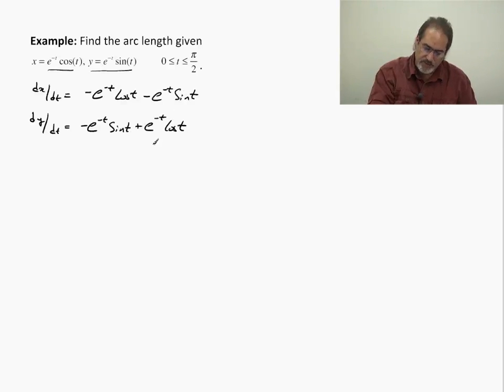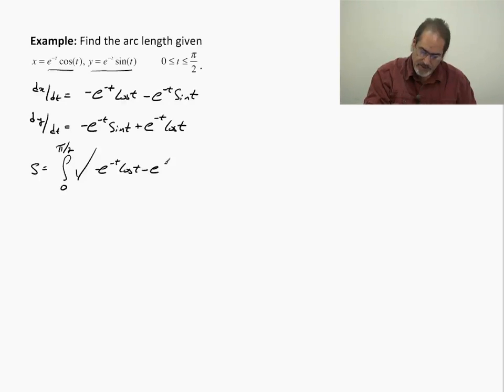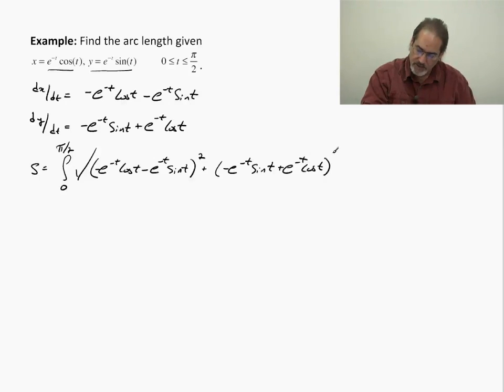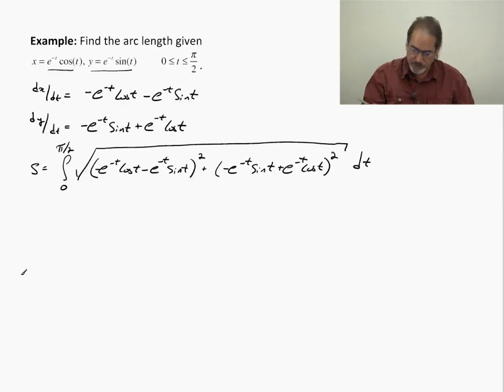So this arc length from 0 to pi over 2 of this particular function, s, is going to be equal to the integral from 0 to pi over 2 of the square root of (negative e to the negative t cosine of t minus e to the negative t sine t), this entire quantity squared, the (dx/dt) squared, plus (negative e to the negative t sine t plus e to the negative t cosine of t), that quantity squared, because that's dy/dt, dt.